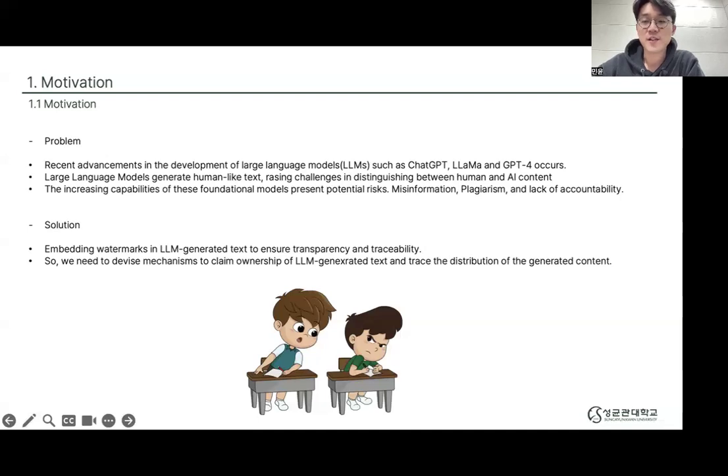To address these challenges, our study explores the embedding of watermarks into LLM-generated text as a means to enhance transparency and accountability.